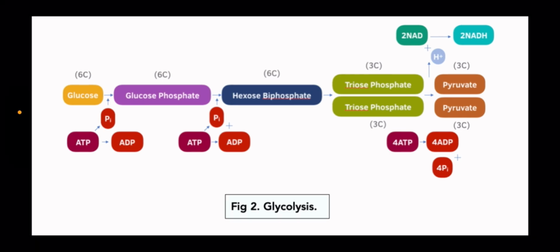And then ATP is also produced in this process of oxidizing triose phosphate to pyruvate. We do get 4 ATPs produced. So that gets us a net gain of 2 ATPs, as we need 2 ATPs at the start to phosphorylate glucose. We also get 2 pyruvates, as shown in the diagram, and 2 reduced NADs, or NADH. This is the first part of respiration and is very important.